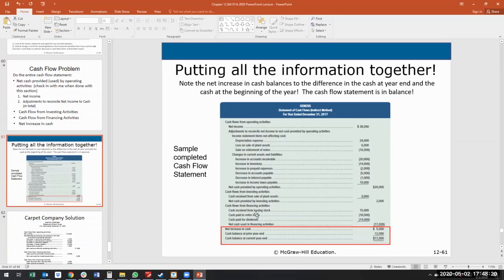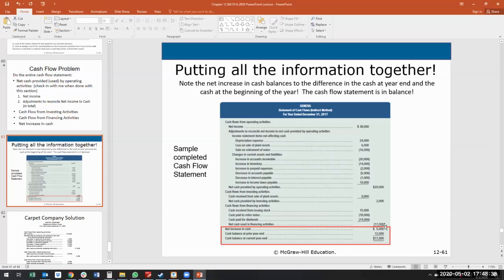Then the cash flow from financing. What are we doing from a financing perspective with the company? Well, it looks like we're issuing stock, so we're taking on new investors. We're retiring notes, so we're reducing our debt. And we're paying dividends to those investors. All of that is useful information just from reading the statement of cash flows.